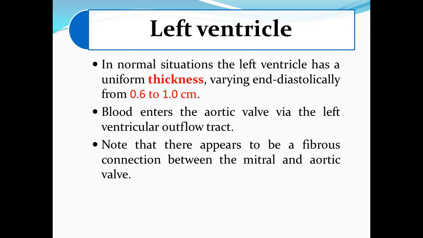Our last chamber is the left ventricle. In normal situations, the left ventricle has a uniform thickness, varying diastolically from 0.6 to 1 centimeter. The blood enters the aortic valve via the left ventricle outflow tract, and there appears to be a fibrous connection between the mitral and aortic valve, which we saw in the previous illustration.